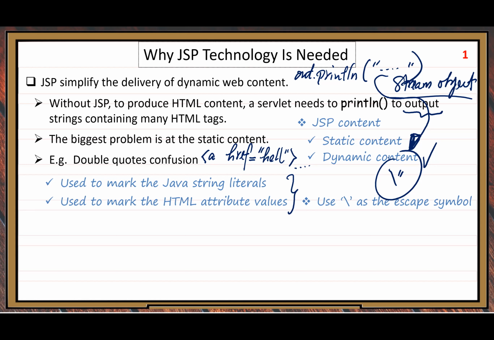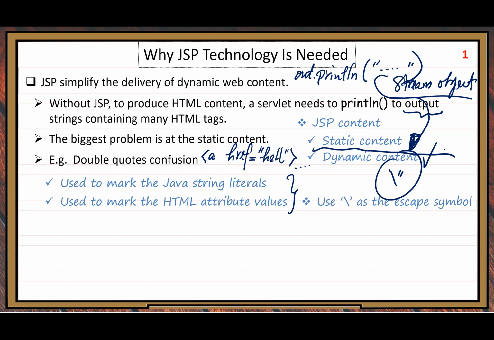All right. Then look at the static content. If we want to produce static content inside a servlet, especially a relatively big block of content, a big block of text, think about that. A big block of text with many HTML tags.